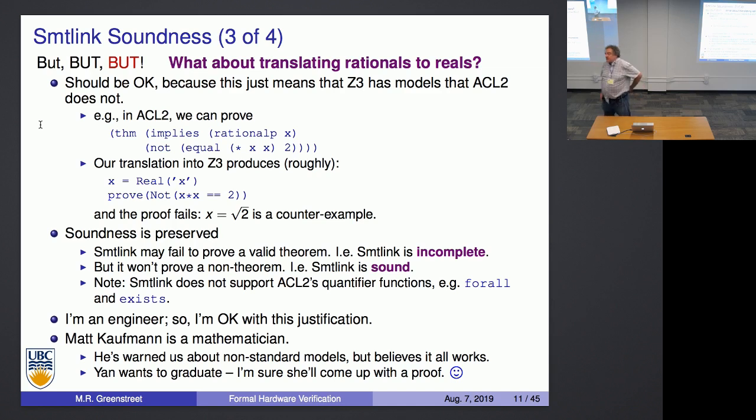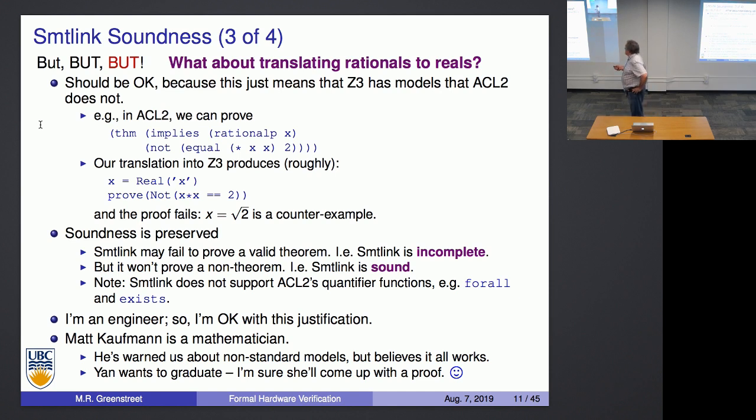The other thing is that ACL2 has rational numbers, though there is ACL2(r) which has real numbers, but most work people do is in ACL2, and Z3 reasons about real numbers. So for example, in ACL2 we can prove that given any rational number x, x times x is not equal to 2. And that's not a hard proof. There's a proof by Pythagoras that does this, right? And we can do the same proof ourselves.